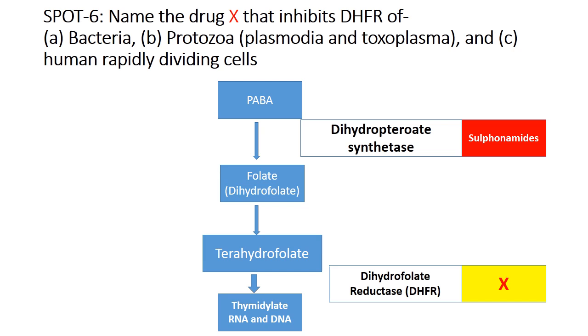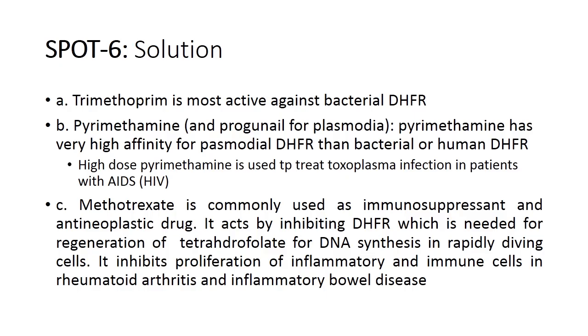There is also a drug that inhibits dihydrofolate reductase in protozoa, particularly Plasmodia and Toxoplasma. And there is also a drug that inhibits the dihydrofolate reductase enzyme in human rapidly dividing cells. All have different therapeutic uses. And these drugs are: trimethoprim is most active against bacterial dihydrofolate reductase.